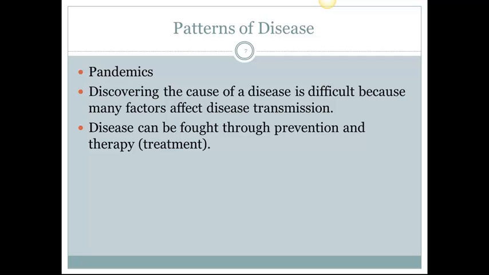Pandemics are more on a global or widespread basis. And we think of pandemics, some examples would be HIV or AIDS. Influenza can also be an epidemic or a pandemic. So influenza is one of those that can be all three. Patterns of disease, it's important in discovering the cause of the disease, but sometimes it's difficult and many factors can affect the disease transmission. Diseases can be fought through prevention and treatment, so good hand washing and flu vaccinations.